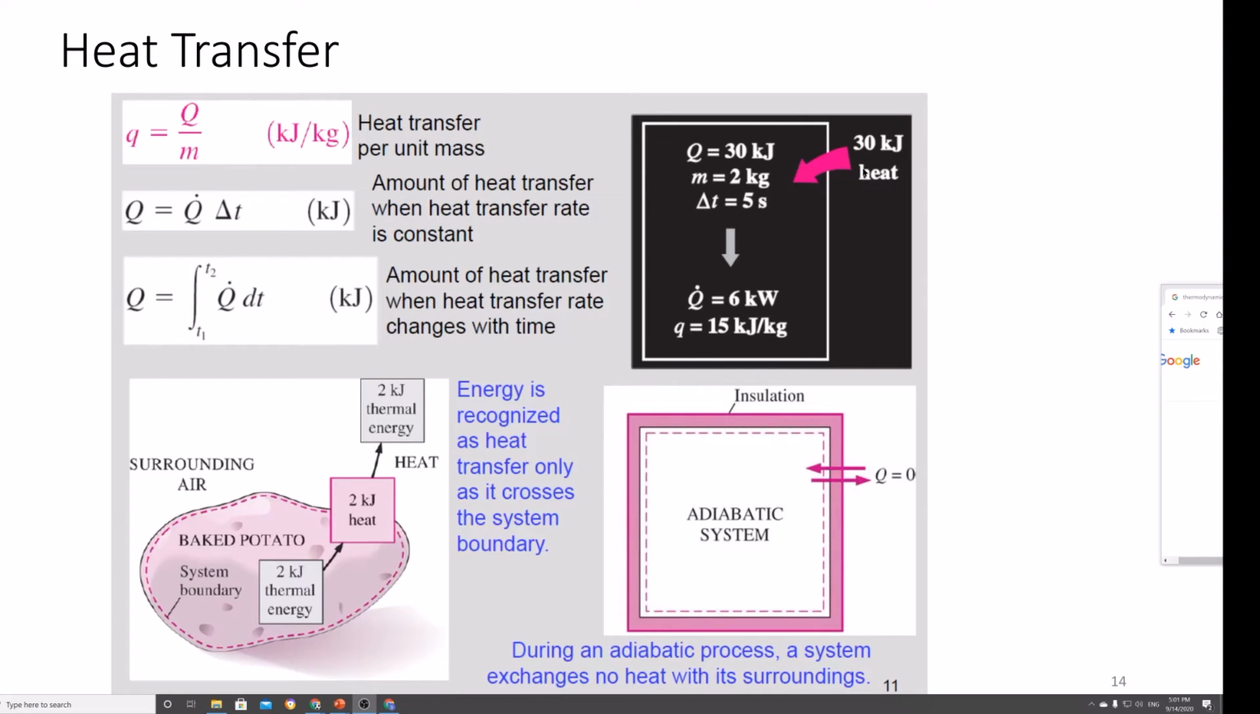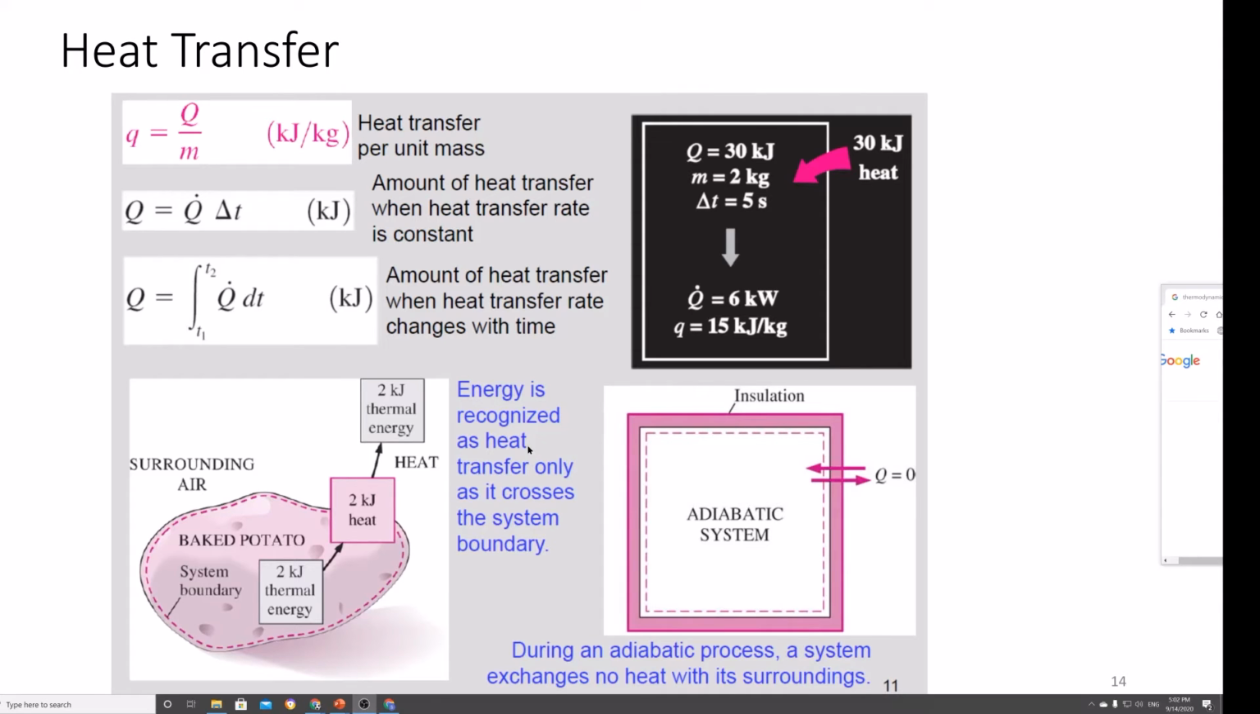So here's an example. You have some heat coming in, some mass, and some time. We'd see that 6 kilowatts is the rate at which it's coming in. Really, it's just my delta t of 5 seconds, with 30 kilojoules coming in. It's going to be 6 kilojoules per second, essentially. And then the heat per unit mass is that total energy divided by 2 kilograms.